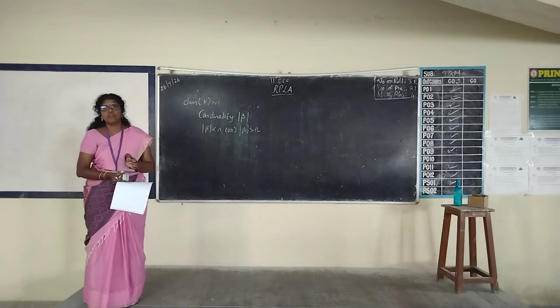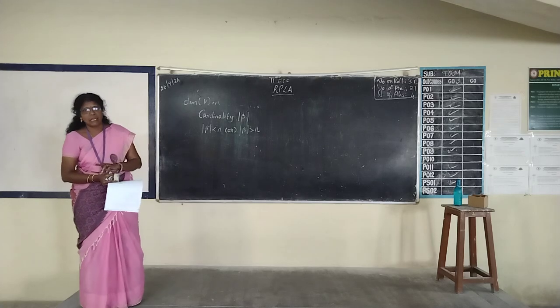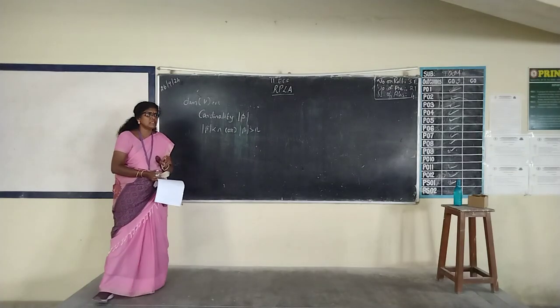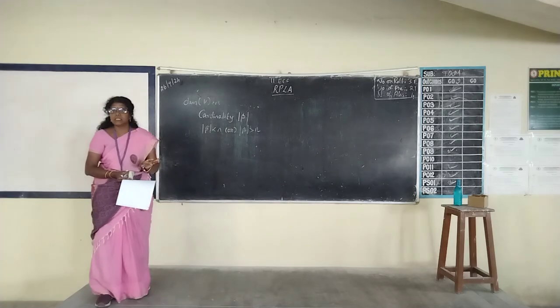Because what is the dimension of V? It is the number of elements in the basis. Both should be the same. So if the number of elements in the basis is either less than n or greater than n, then it is not a basis at all.